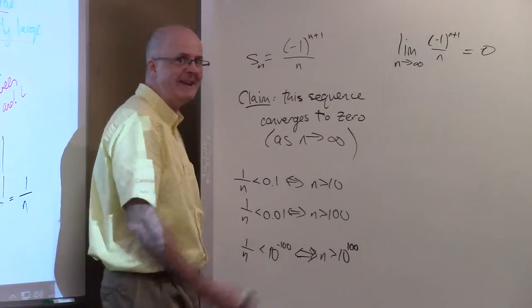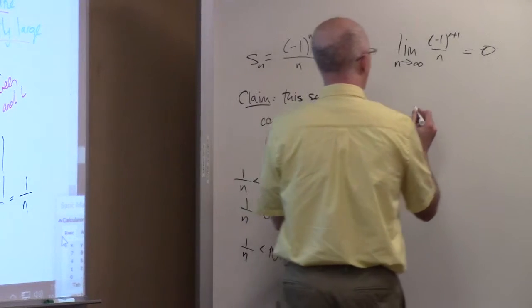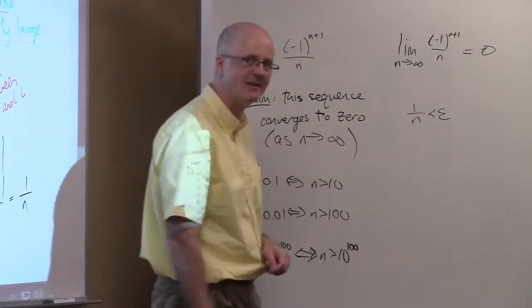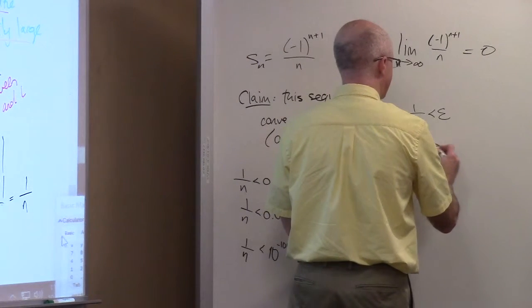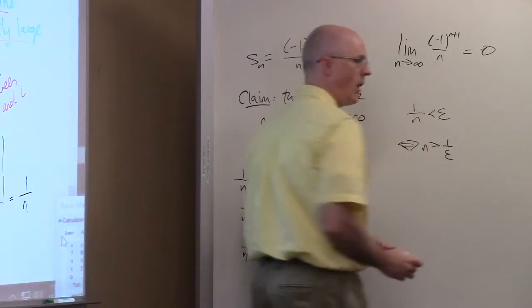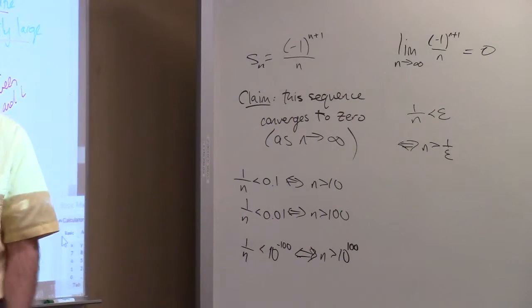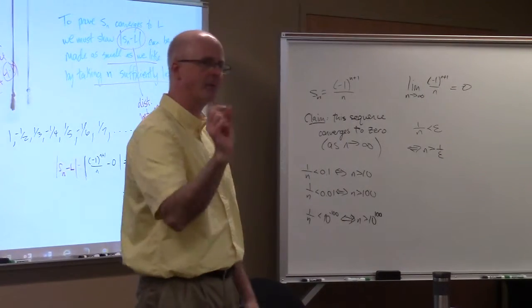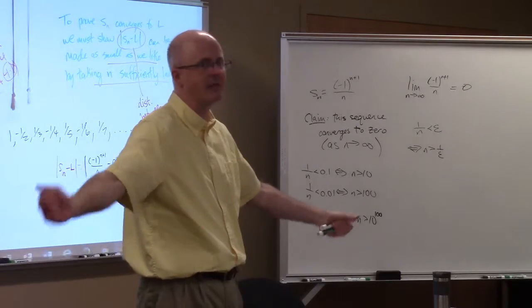Okay? We can get even more extreme. In general, we can say that 1 over n is less than any positive number, call it epsilon, if and only if n is bigger than 1 over epsilon. Epsilon is a Greek letter. It's a common letter to use as a measure of arbitrary smallness. It's not the only letter that can be used. It's just a common letter that people use.